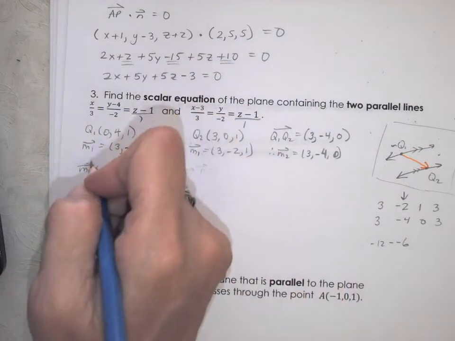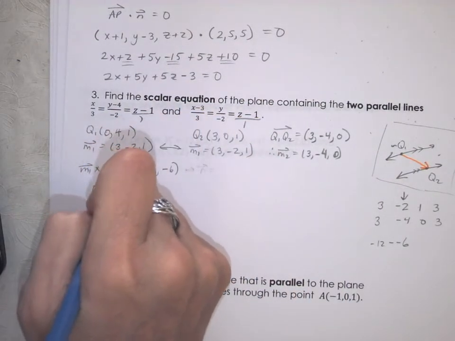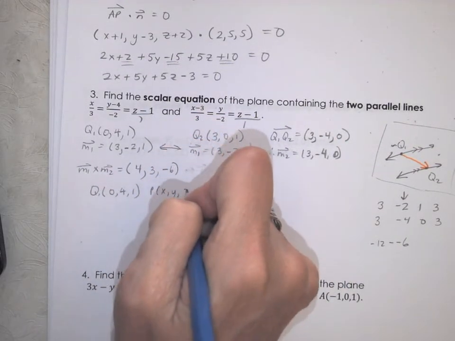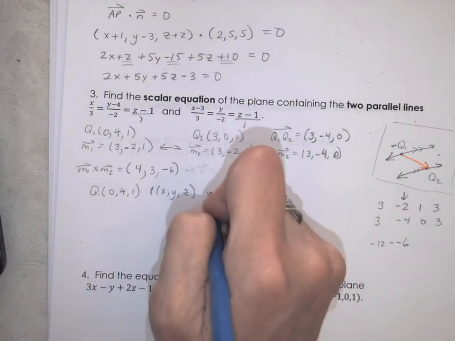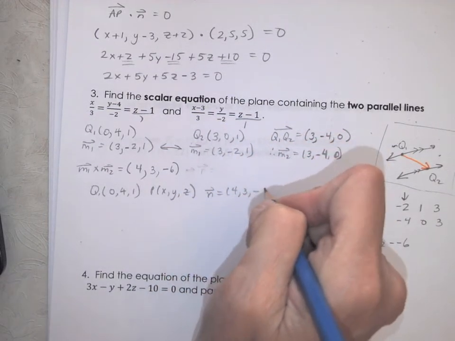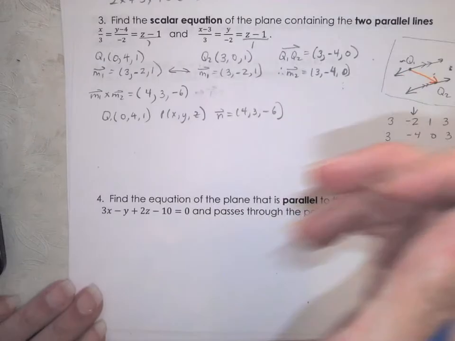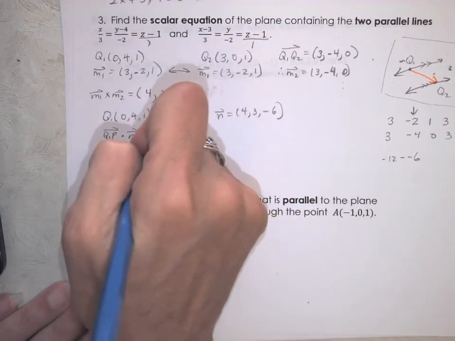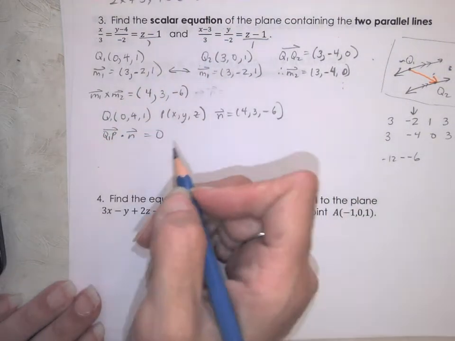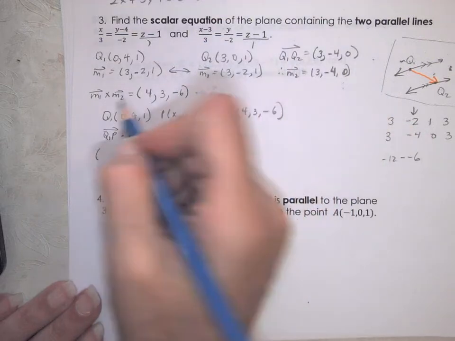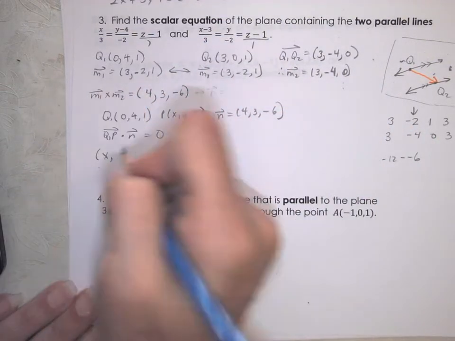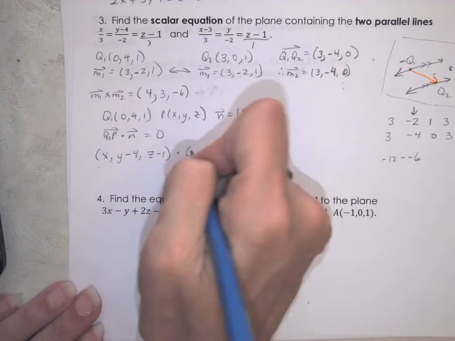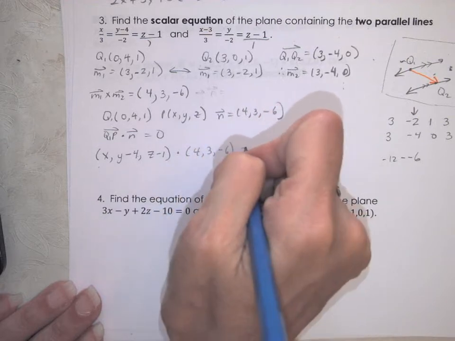So I've got to choose a point, so I'll choose Q1 because I know it's in my plane. An arbitrary point, x, y, z, and my normal, we just found, is going to be 4, 3, negative 6. And then I'm going to set up Q1 P vector dotted with n vector equals 0 to get our scalar equation. So P minus Q1 is going to be x minus 0, which is just x, y minus 4, z minus 1, dotted with the normal, equals 0.